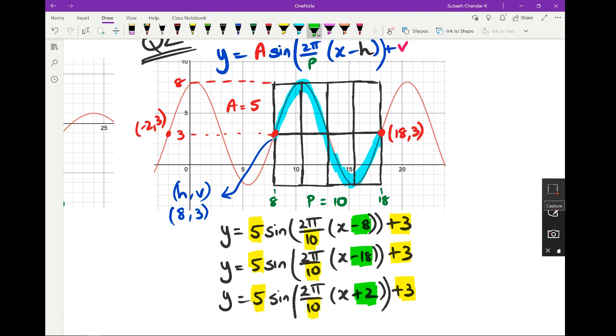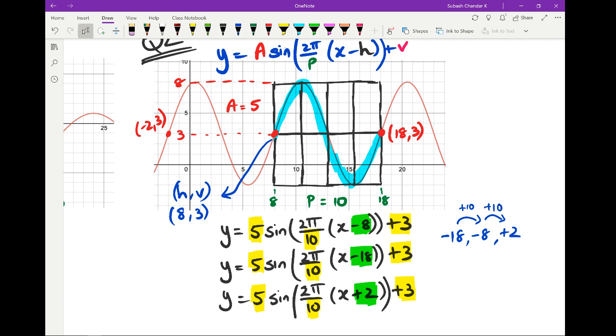What I want you guys to have a look at is the part that I've colored in green. Those numbers have a difference of 10 between them. If I have minus 18, minus 8, and positive 2, the difference between these is plus 10, plus 10. So that's where that 10 period comes from.